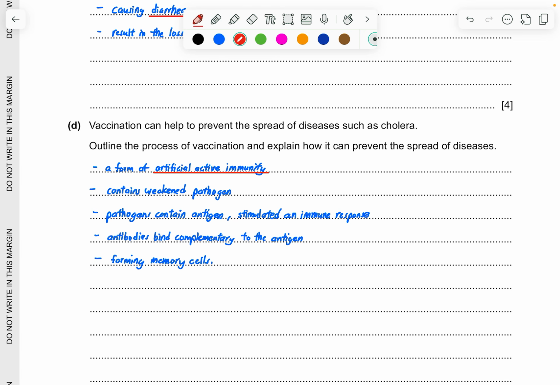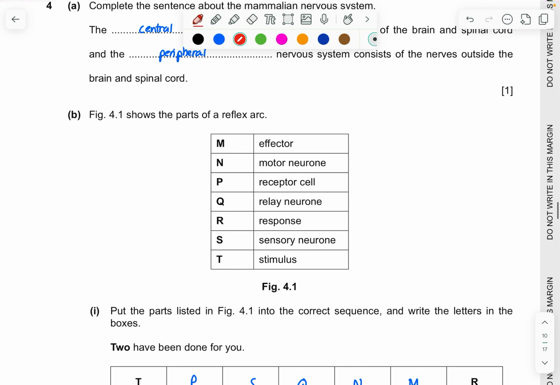They are not alive pathogens, they are weakened pathogens, so they won't cause severe symptoms in your body. What happens is that these pathogens contain the antigens, found on the surface, and this can trigger an immune response. So antibodies will bind complementary to the antigen, because antibodies are proteins. They have specificity, and they help to form memory cells, which help to protect you from another reinfection of this pathogen, let's say.